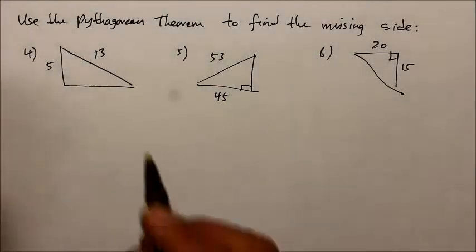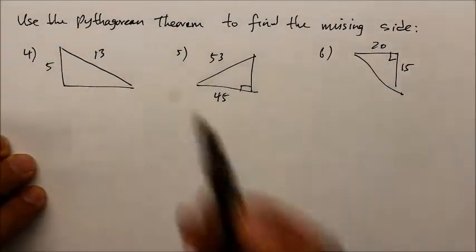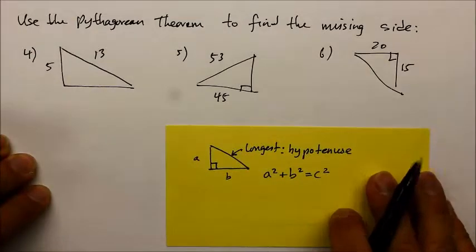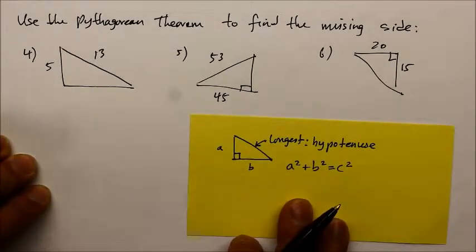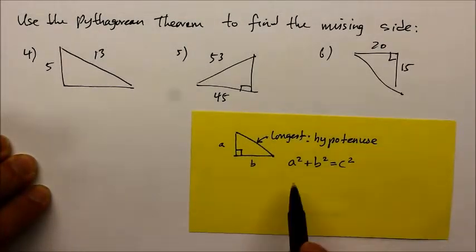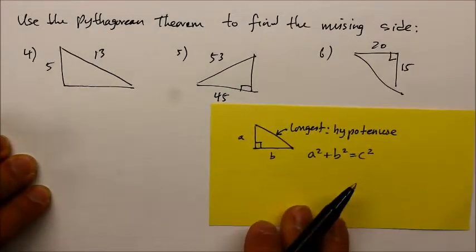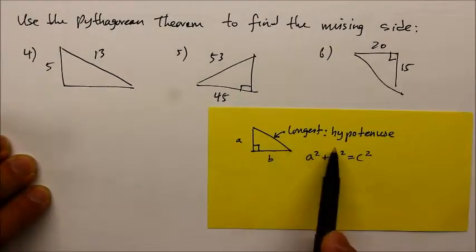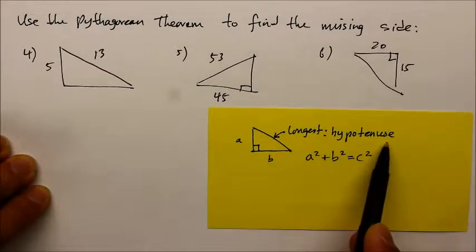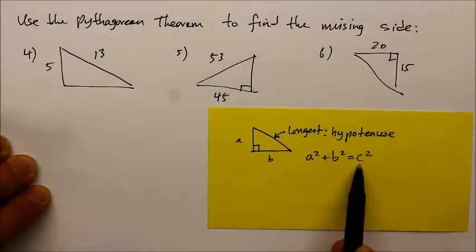All right. So how did that work out, huh? Well, let's bring this back to remind us what the Pythagorean theorem is supposed to look like. The general form is a squared plus b squared equals c squared, keeping in mind that the longest part is called the hypotenuse and represented by the letter c.